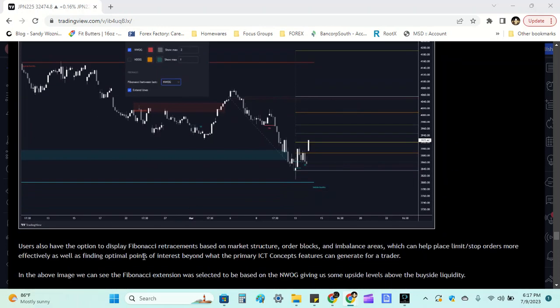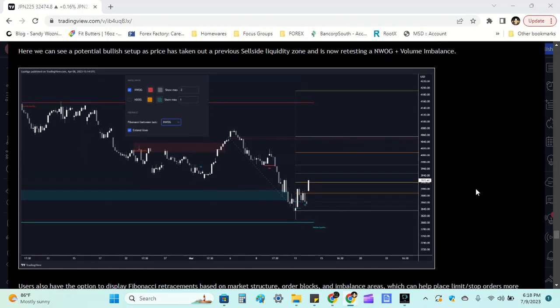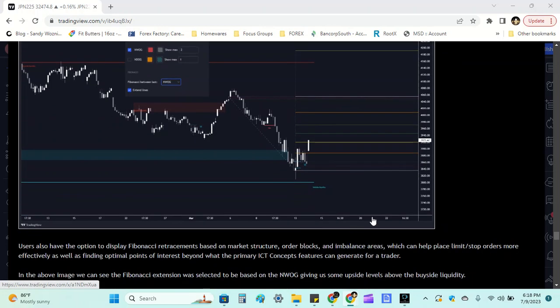Users also have the option to display Fibonacci retracements based on market structure, order blocks, and imbalance areas, which can help place limit stop orders more effectively, as well as finding optimal points of interest beyond what the primary ICT Concepts features can generate for a trader. So that's this here on this chart.